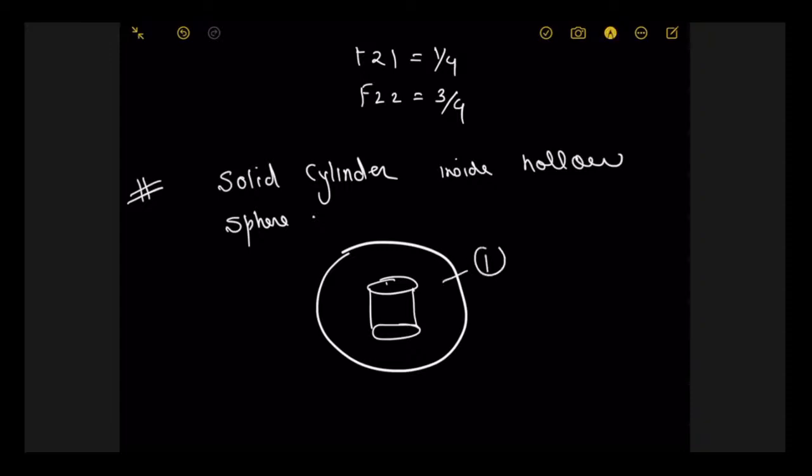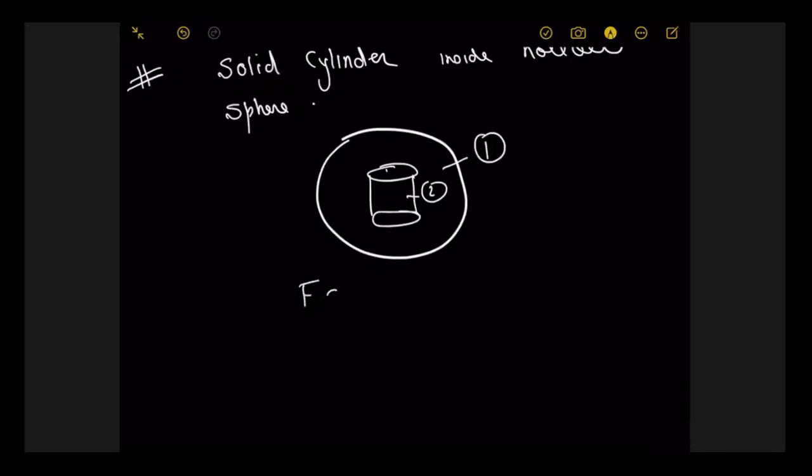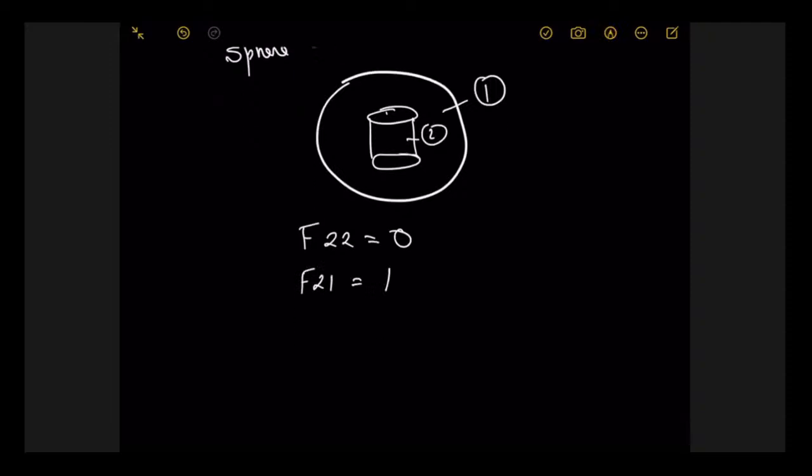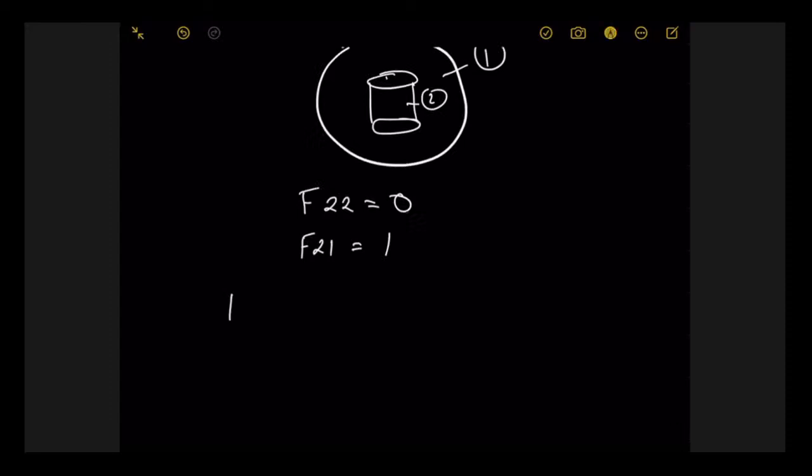So here you consider this object 1 and this 2. Then you can easily comment that F22 inside object will have a 0. Okay, so F22 is equal to 0, then F21 is equal to 1. Then we can write F21 into A2 is equal to F12 into area of 1.